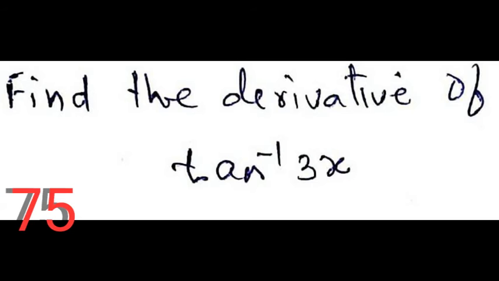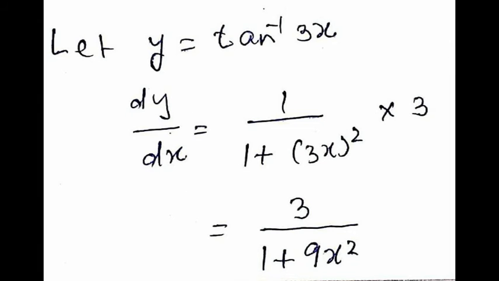Find the derivative of tan inverse 3x. Derivative of tan inverse x is 1 upon 1 plus x square, and derivative of 3x is 3, and therefore we get the answer 3 divided by 1 plus 9x square.